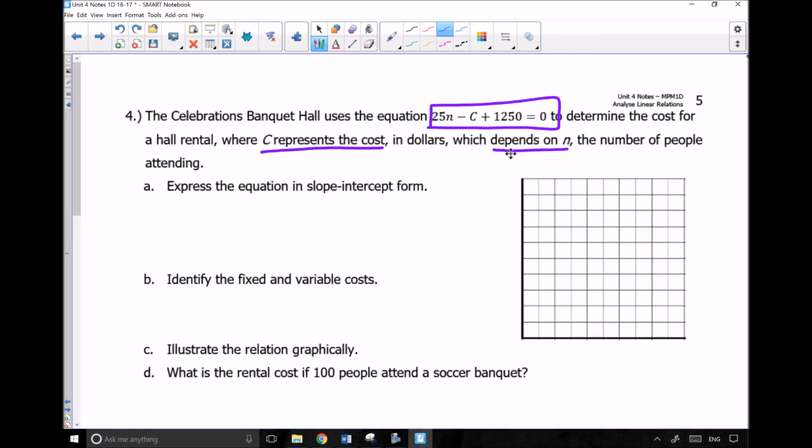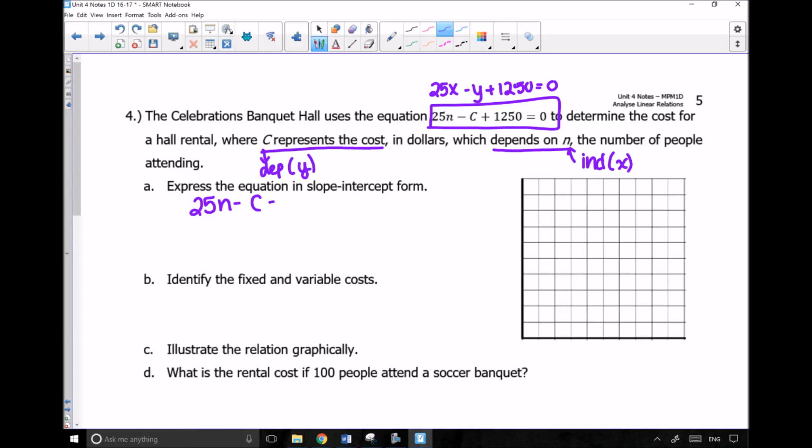So if it depends on it, that means that the C is the dependent variable, which means that C is like Y. And right here, this means if it depends on N, then N is the independent variable, which means N is like X. So right here, this is kind of like saying 25x minus y plus 1250 equals 0, okay? So when it says express the equation in slope-intercept form, that means that we have to isolate the y.